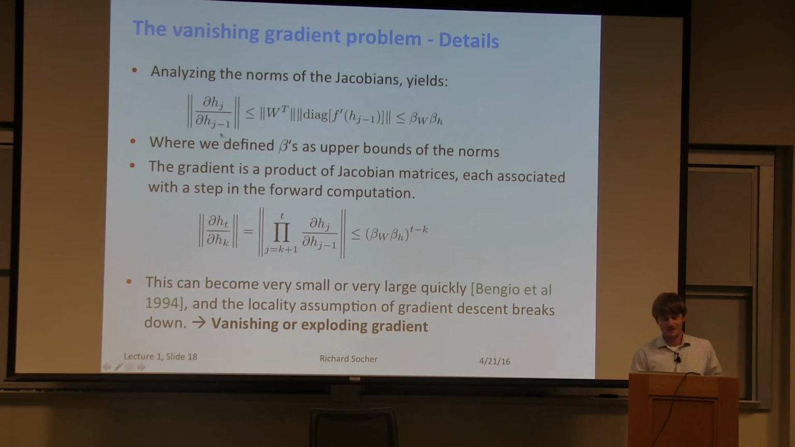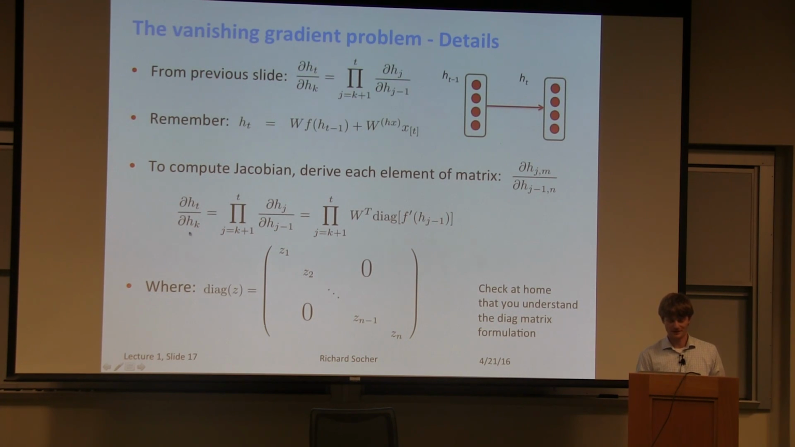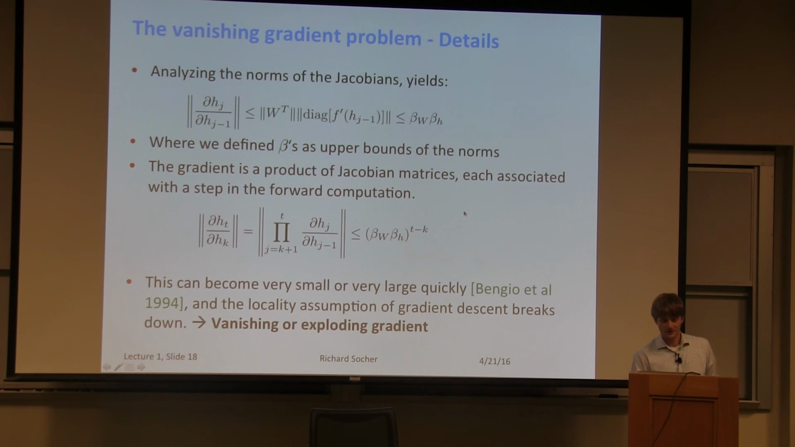Now let's look at basically the norms of this Jacobian. So we defined, again, the final solution here was basically this equals this. Now let's look at each of these elements. Basically here we can define the upper bound of these norms as basically the norms multiplied with each other. And now we can just define the norm of W transpose to be beta_W, and the norm of this simple diagonal matrix as beta_h. And those are basically just, by definition, the upper bounds of those norms. Now, the gradient in total is this product of all these Jacobian matrices, right?